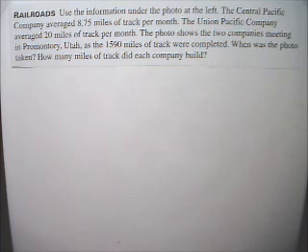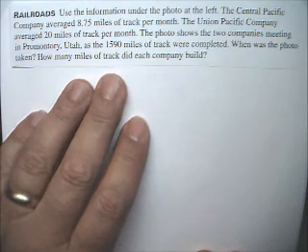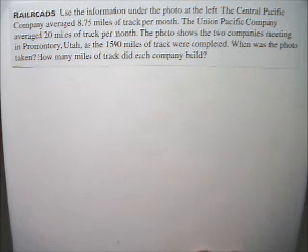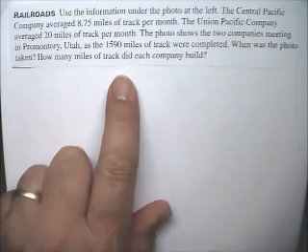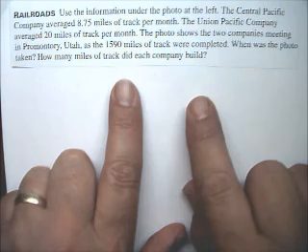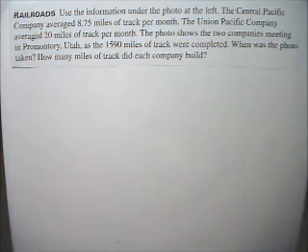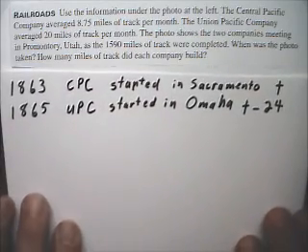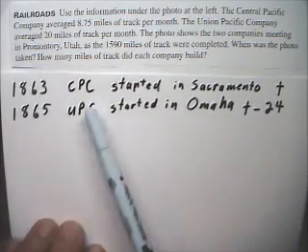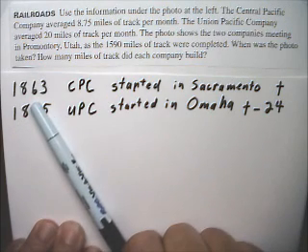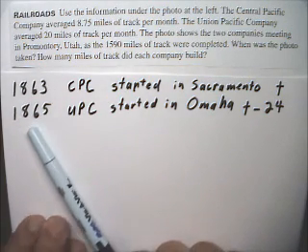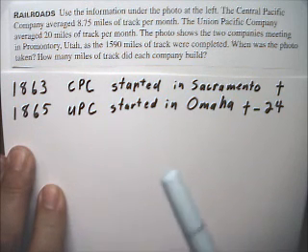Hello, this is Equations and Inequalities, problem solving using algebraic models, example 4. Example 4 is a story problem about them building the Transcontinental Railroad and the Central Pacific Company and the Union Pacific Company, and there's more information underneath the photo. All in all, the Central Pacific Company started in 1863 and the Union Pacific Company started in 1865.